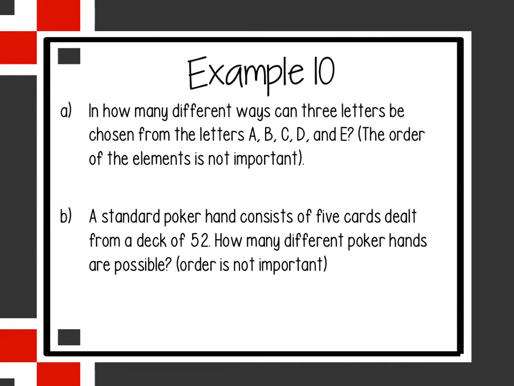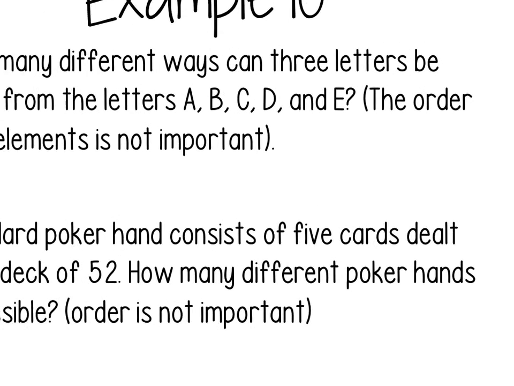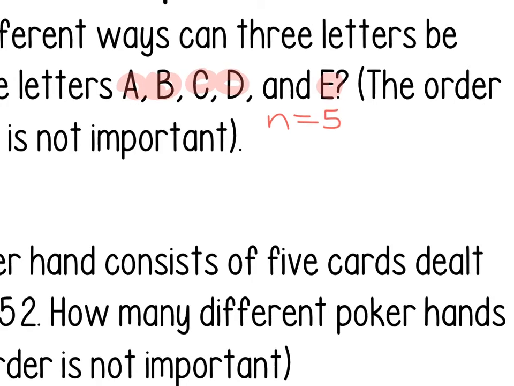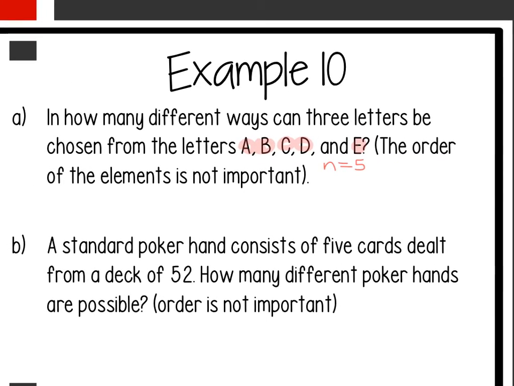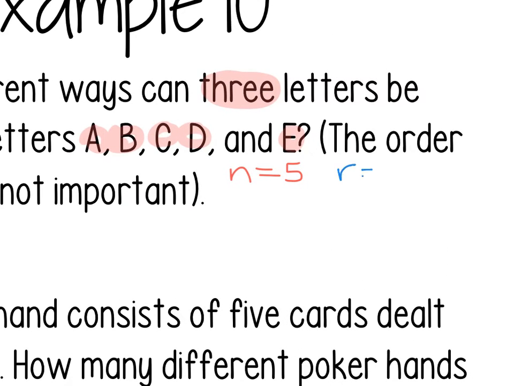Example 10 says, for A, in how many different ways can 3 letters be chosen from the letters A, B, C, D, and E, if the order of the elements is not important? Words like arranged and order are going to lend to permutations, whereas the absence of those would be combinations. So if my initial sample set is A, B, C, D, and E, that means that the N is 5. And it said how many different ways can 3 of these letters be chosen from there. So my R is 3.